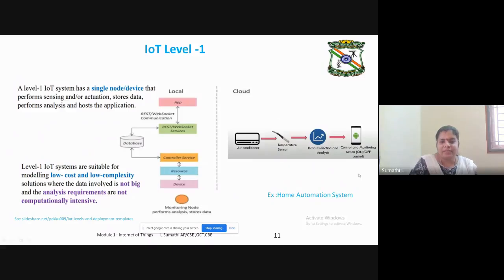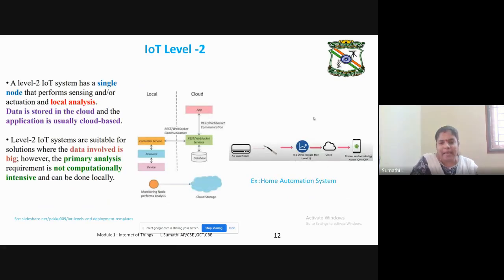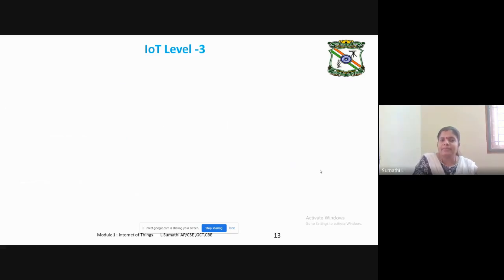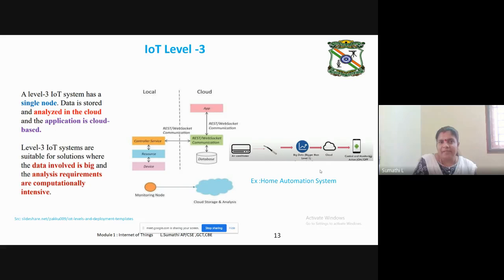Okay, see, in the first level, you just focus on the example, everything is on the local side. In the second level, you store the data in the cloud, but you do the analysis on the local level because it is limited. If you do the analysis on the cloud and you don't do any analysis on your local, then it is your level 3. And all these 3 levels focus on a single node.